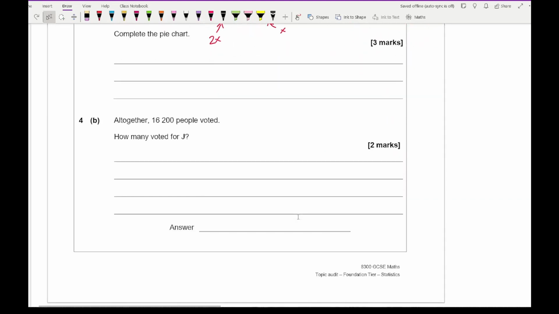Moving on to 4b, it says altogether 16,200 people voted. How many people voted for J? So for this, what we need to do is first of all work out the proportion of the pie chart that is J. So the proportion is 72 over a total of 360 degrees, and we multiply that by the grand total, which is 16,200. So if we type that all into my calculator, I get the correct answer of 3,240.